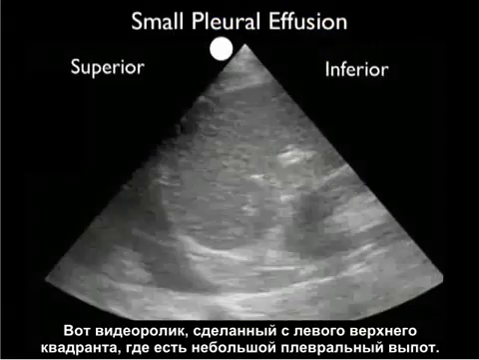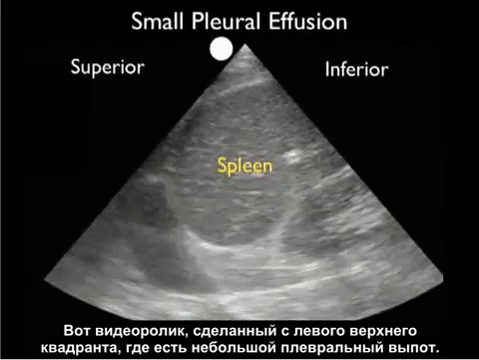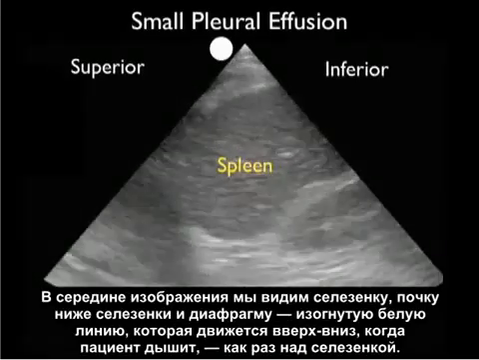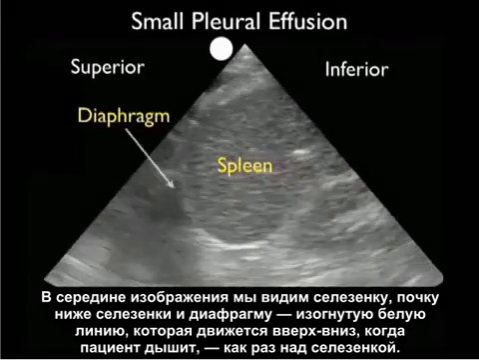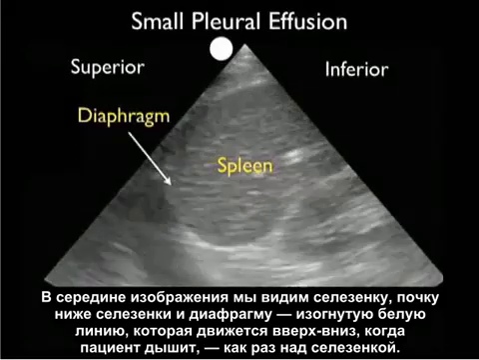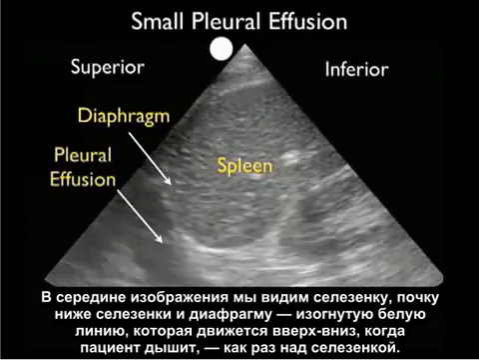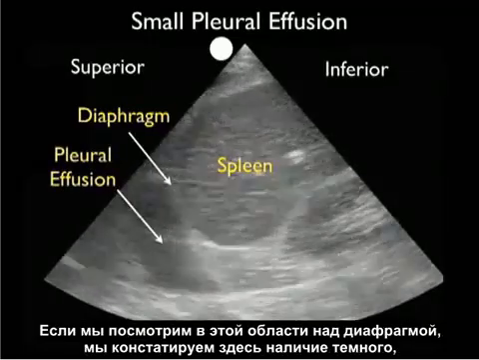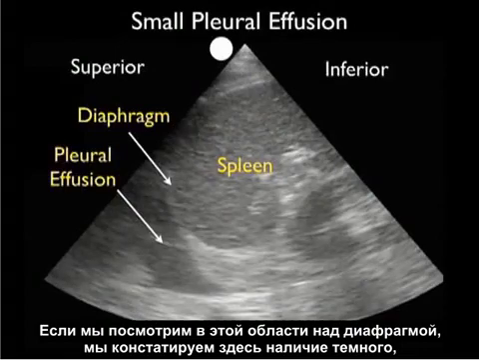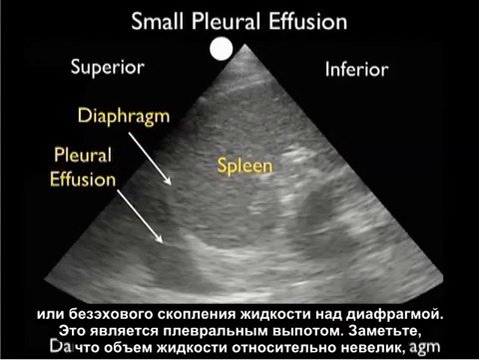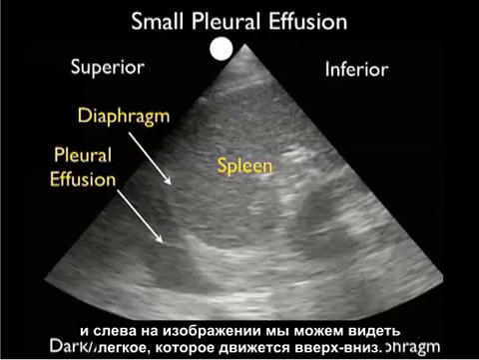Here's a video clip showing a small pleural effusion as taken from the left upper quadrant view. Here we see the spleen in the middle of the image, the kidney inferior to the spleen, and the diaphragm, the curving white line that's moving up and down as the patient breathes right above the spleen. As we look into that area above the diaphragm, we actually appreciate here the presence of a dark or anechoic fluid collection above the diaphragm. This represents a positive pleural effusion. Notice that the amount of fluid is relatively small, and we can actually see the lung moving up and down to the left of the image here.